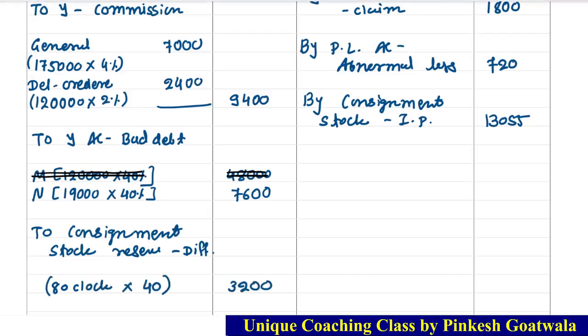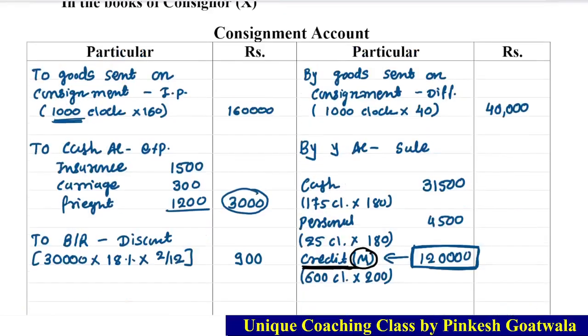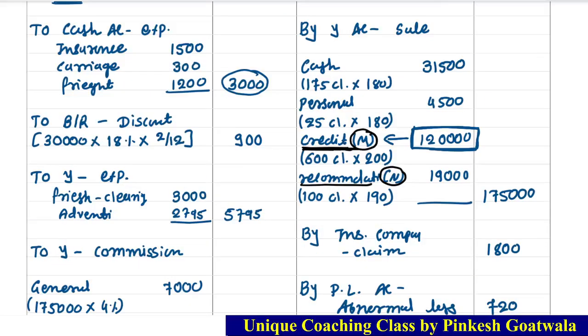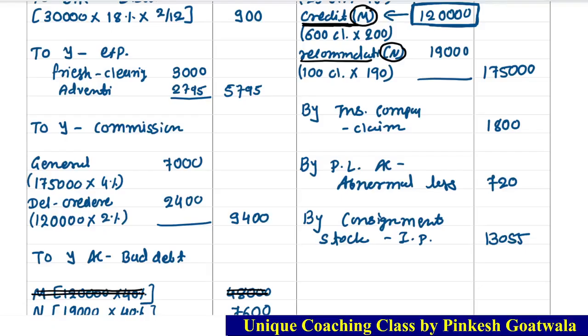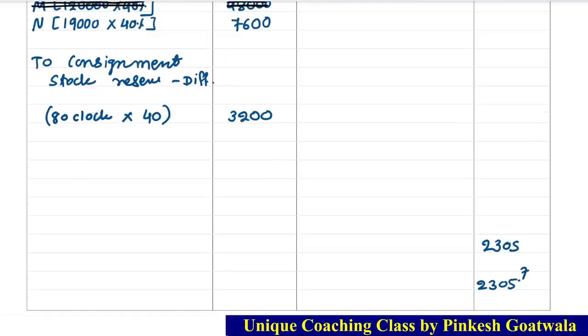So 3,400. So now we have to give all effect. Okay, so let's close the account. So here credit side 40,000 plus 175 plus 1800 plus 720, 30,055. So total is 230,575.